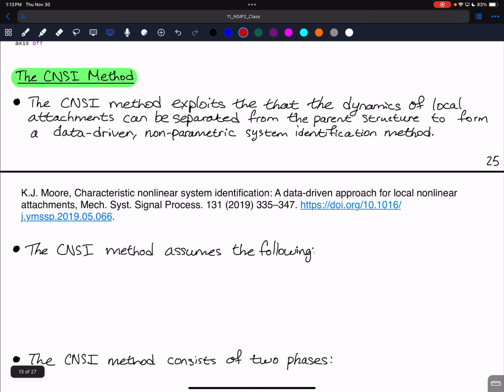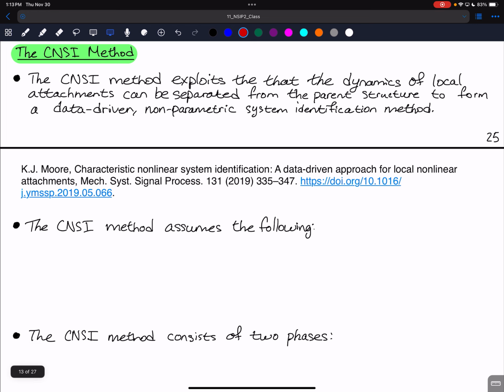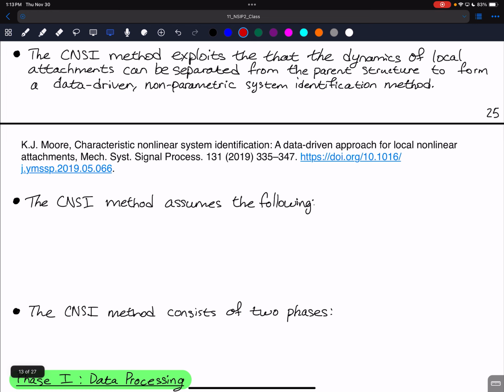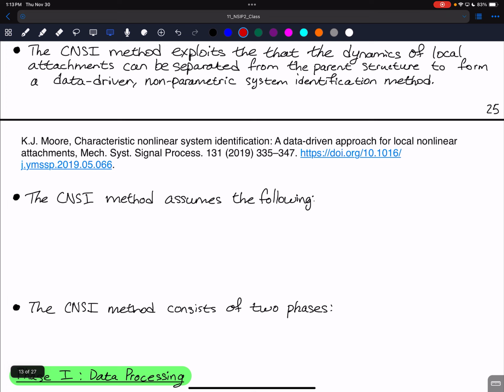I'm not going to show that example. It's in the paper. You can read it. I'll show other examples. What we're going to do is we're going to go through the assumptions, and then we're going to talk about the application of it, and then we'll go through 3 different examples.